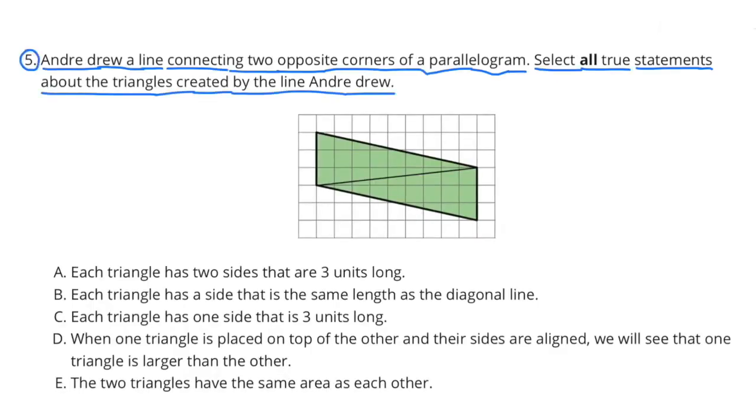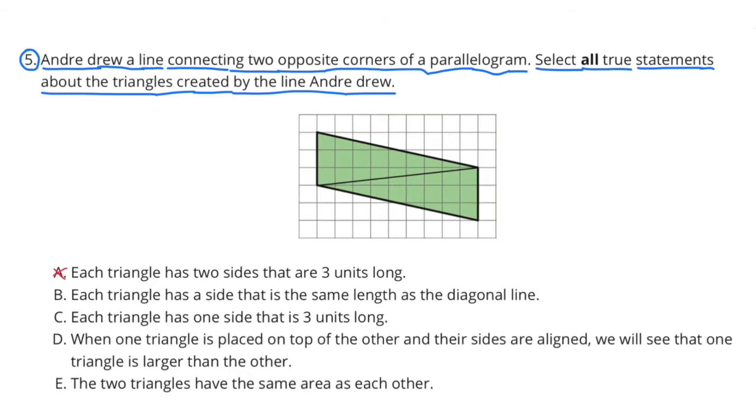Number 5. Andre drew a line connecting 2 opposite corners of a parallelogram. Select all true statements about the triangles created by the line Andre drew. A. Each triangle has 2 sides that are 3 units long. That's not true. They each have one side that's 3 units long, but they don't have 2 sides that are 3 units long.